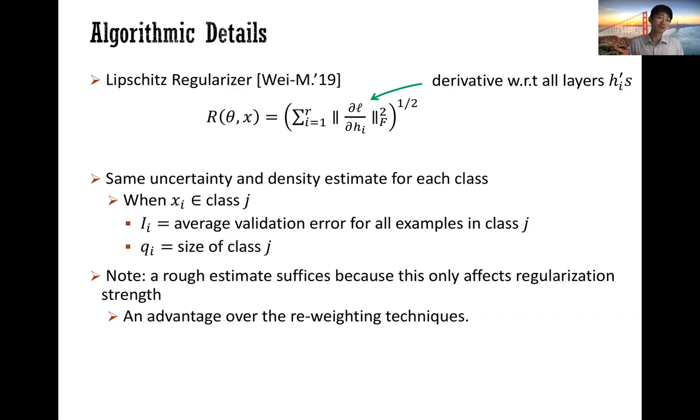Another note is that we realized that the precise estimation of these numbers is not necessarily that important, partly because this is a regularization, so it only affects the regularization strength, as you may have seen in other settings. The precise regularization strength is a hyperparameter which may not be as critical as the weights of the examples. So even if you misestimate some of the numbers by a factor of 2, it wouldn't be day and night. This is one of the advantages over reweighting techniques, because here the estimates of uncertainty and density are not super sensitive.